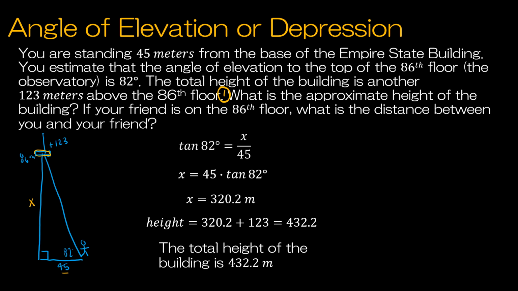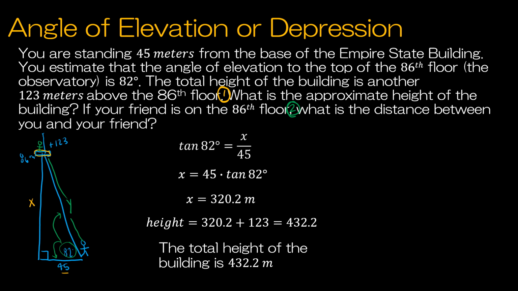The second question says, what is the distance between you and your friend on the 86th floor? So what is the distance? Well, the distance would be this guy right here. So you are here, and we're saying, what's this distance up to your friend who's up here? So now I still have 82 degrees. I don't have the opposite side. I don't need that opposite side. I need the adjacent side and the hypotenuse.